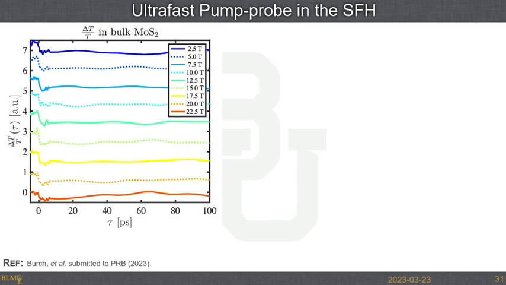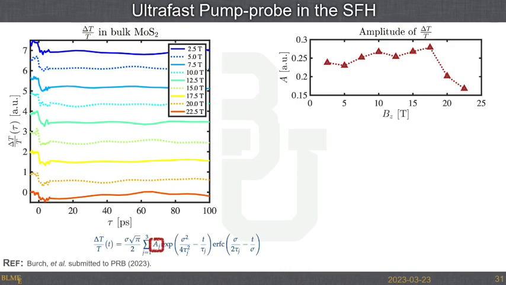And so what we ended up doing is the same sort of pump probe experiment that I discussed, where we actually photoexcite the sample, and this is in high magnetic field, and take a look at the transmission. And we see this very steep drop off around 17 Tesla.